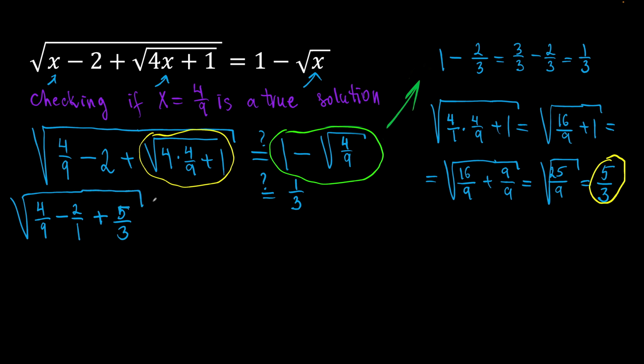So let's calculate. Now, is it equal to 1/3? On the right, we have 1/3. Is it equal to 1/3? Let's see. We need a common denominator. We have denominators 9, 1, and 3. So the common denominator will be 9.